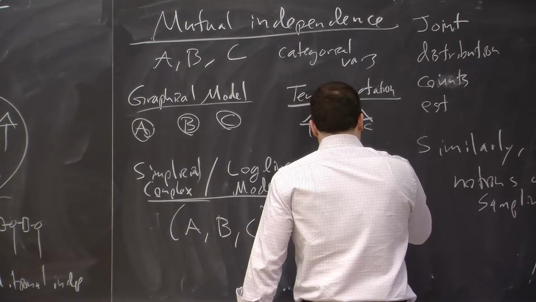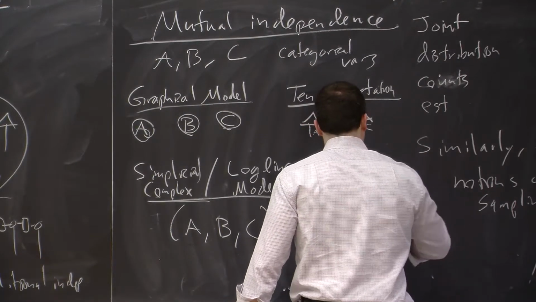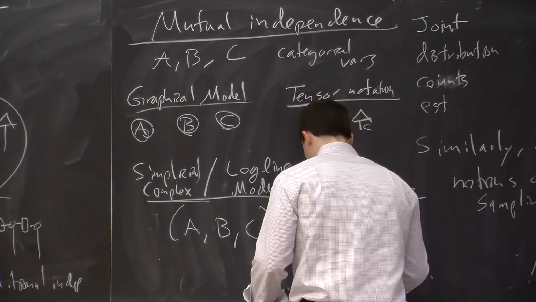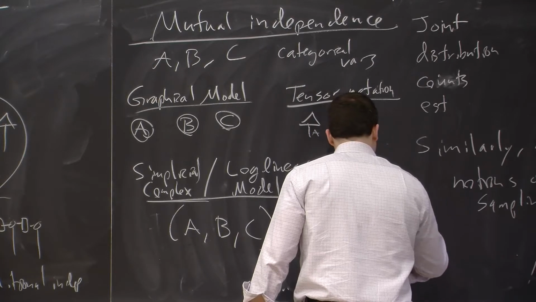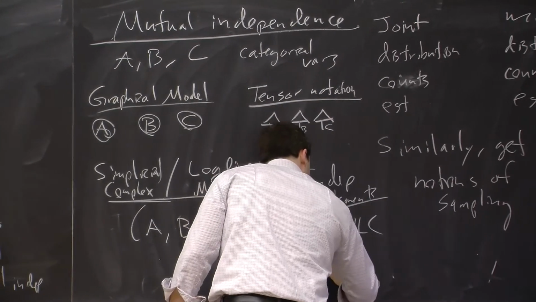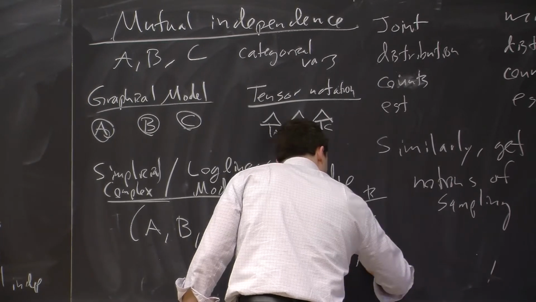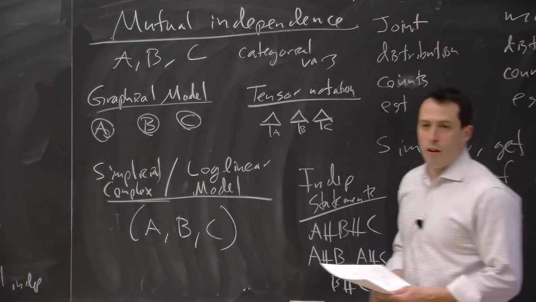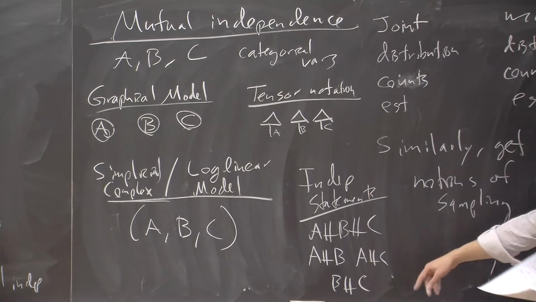We can talk about the independence statements that are satisfied by the model. In this one, I could say, well, everything is independent of everything else. A is independent of B given C, or I might break that up into saying A is independent of B, A is independent of C, and B is independent of C. So all the possible independence statements that could hold.